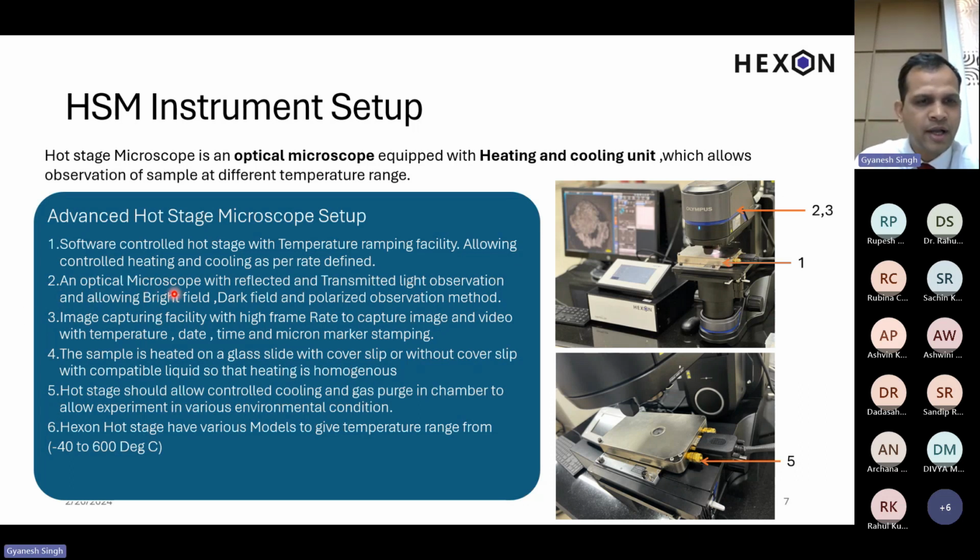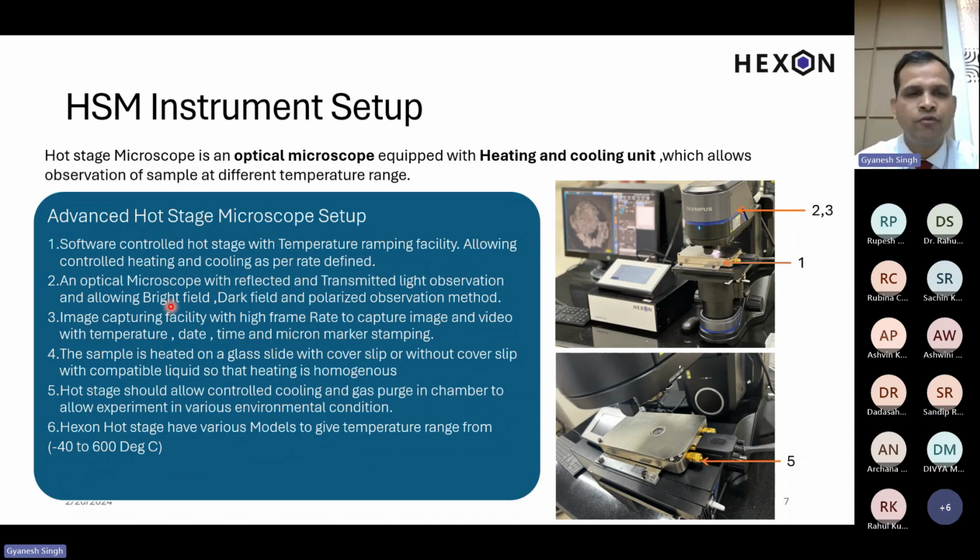Then an optical microscope with reflected light and transmitted light. So this is the microscope, points number 2 and 3. This is an Olympus DSX 1000 microscope, which has reflected as well as transmitted light facility. It has basically 5 observation methods, but any microscope should have a minimum of 3: bright field, dark field, and polarized light. Bright field is an observation in transmitted or in reflected light.